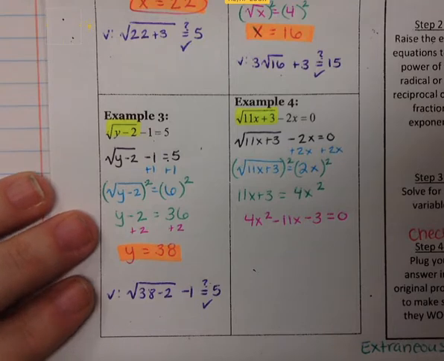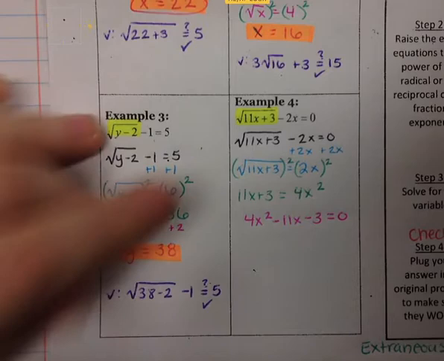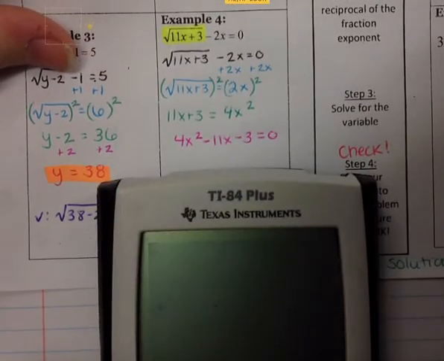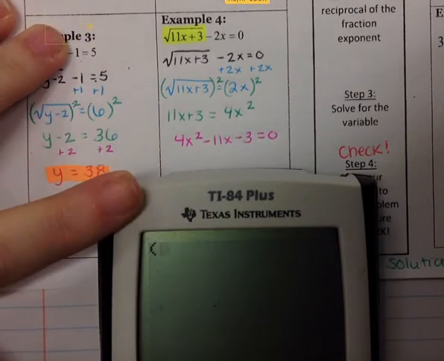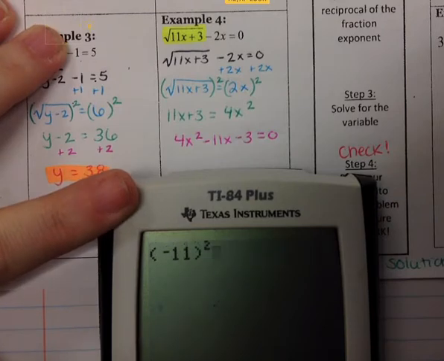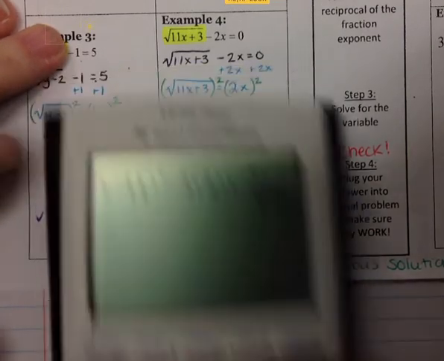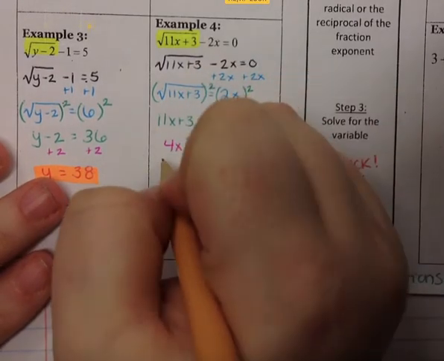Now, to solve a quadratic, we could use the quadratic formula, but it's possible that it will factor. So I actually want to see if it will factor. And if we remember, we can use the discriminant to see if it will factor. So the discriminant is b squared minus 4ac. So (negative 11) squared, minus 4 times (4) times (negative 3). This is equal to 169, which is a perfect square. It's a positive perfect square. This will factor. So let's try and factor this problem.